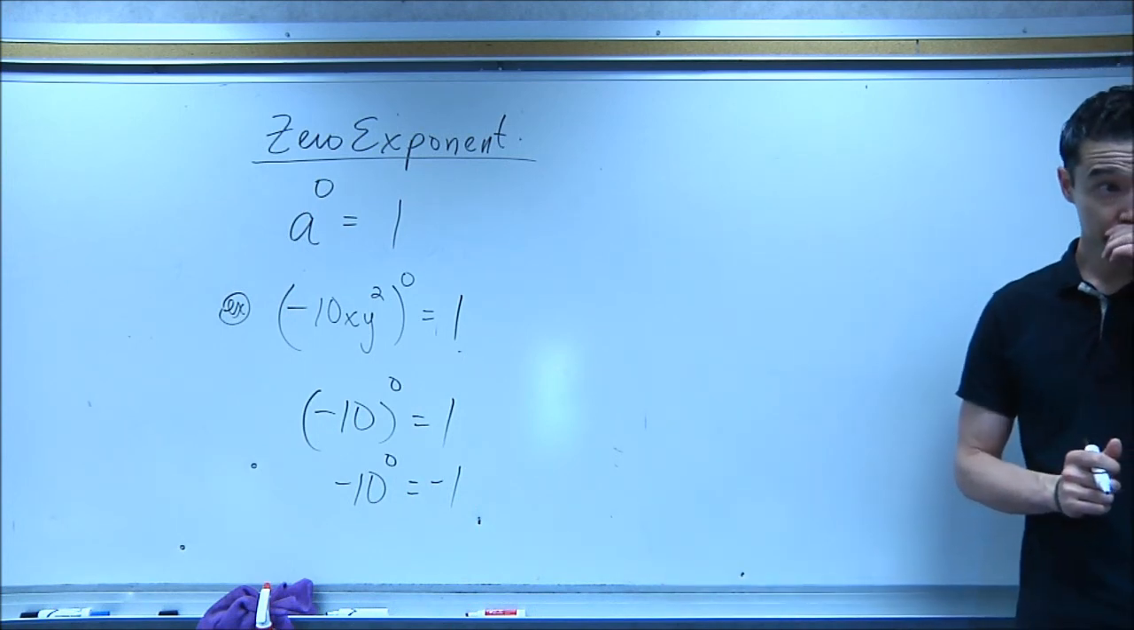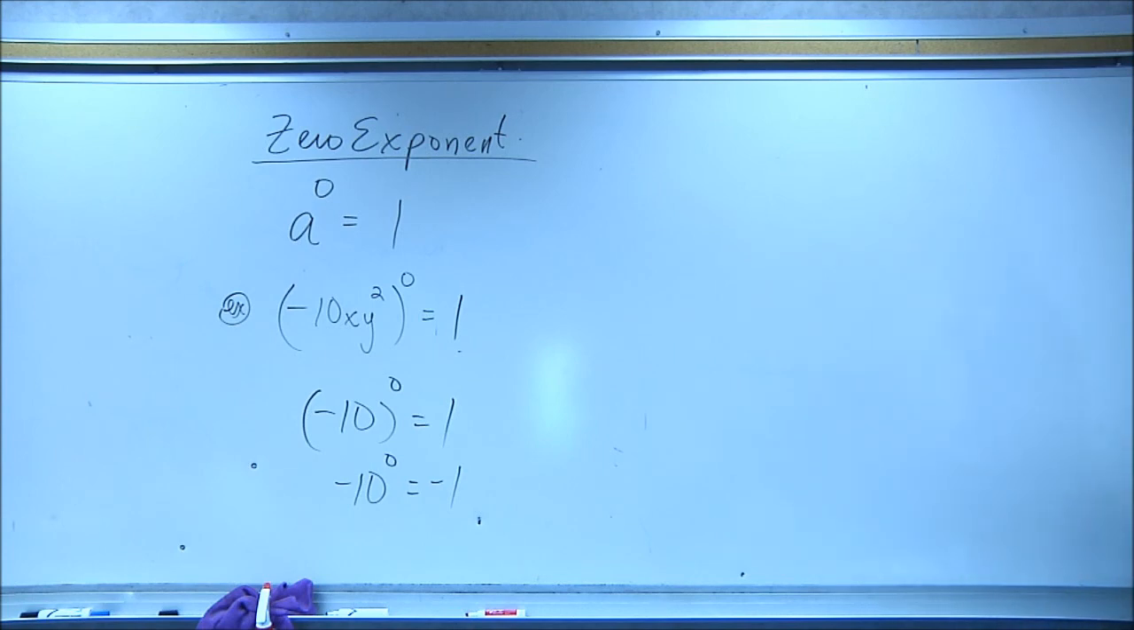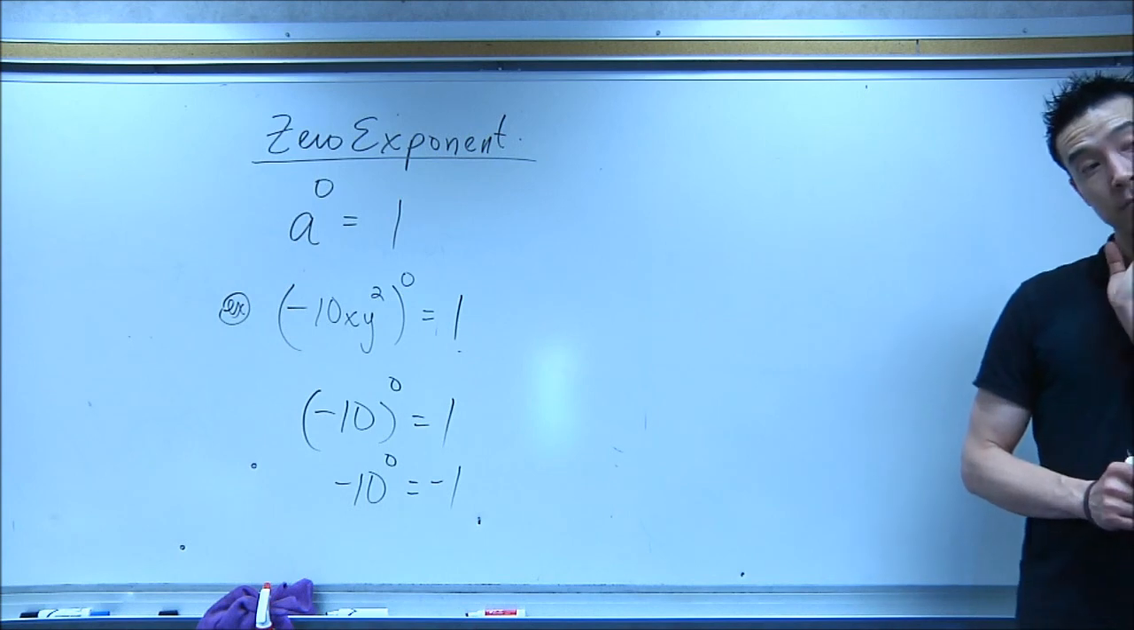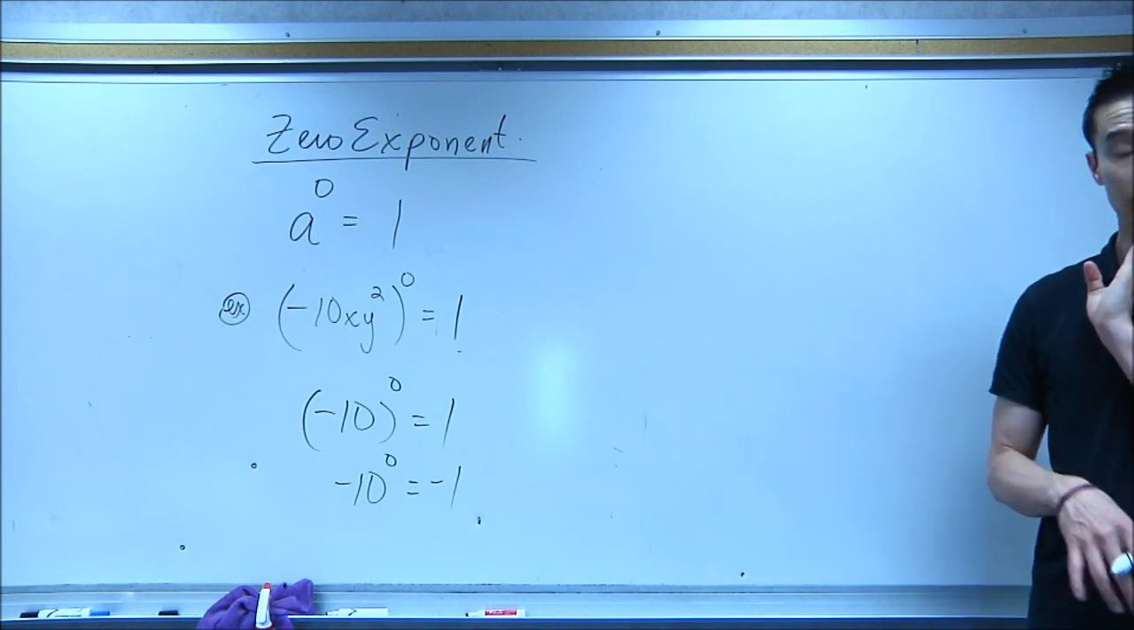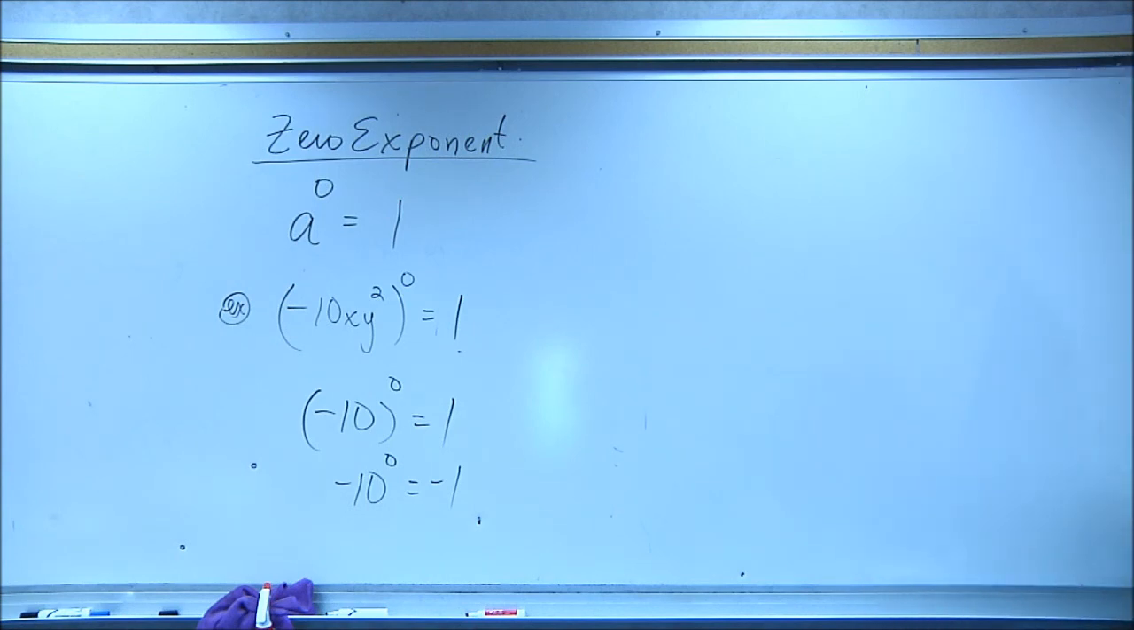Yeah, you have a question? So that applies to any number? Like if it was 22 to the 0, it'd be 1? Yeah, it'd be 1. A million to the 0 would be 1. So anything to the 0, yes.